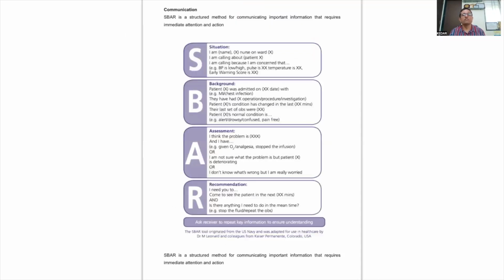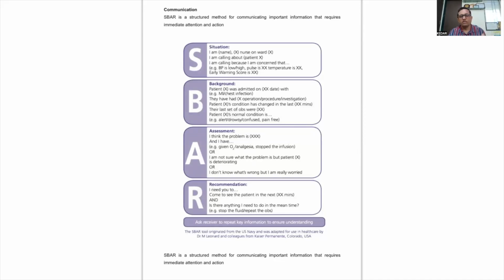We need to understand what went well, what we can improve next time, and what we can do differently. Another important aspect is communication. As Sujit initially rightly said, communication is one of the biggest problems in healthcare, and more so in the hot, very volatile environment of the operation theater, where in case of an emergency we need to communicate very fast, and we need to use a protocol like SBAR. It is situation, background, assessment, recommendation.